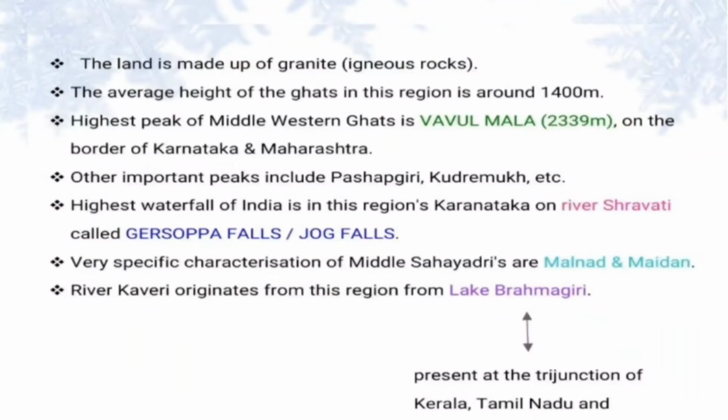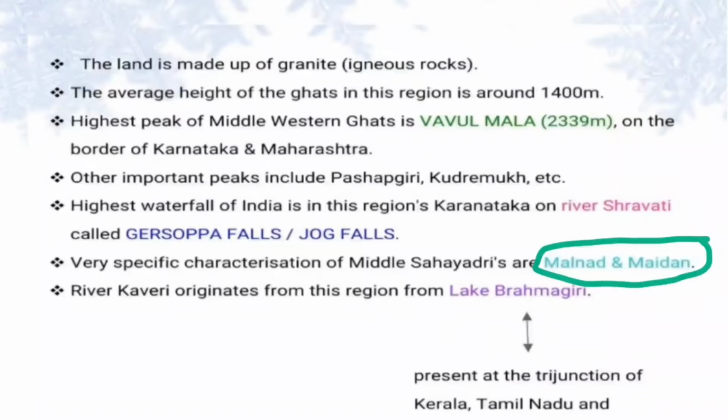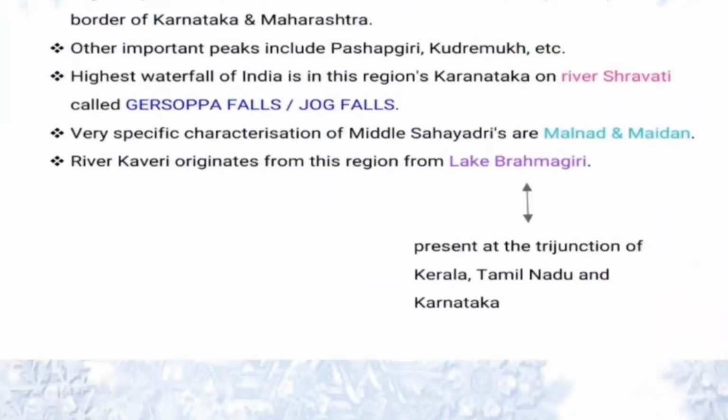The very specific characteristic of the Middle Sahyadris is the presence of the Malnads and the Maidans. Malnads are actually the plains in the highlands, and the Maidan is simply a plateau surface. So these two characteristic features also belong to the Middle Western Ghats. Now, river Kaveri originates from the Middle Western Ghats, from a lake called Brahmagiri. Brahmagiri is present at the tri-junction of Kerala, Tamil Nadu and Karnataka.